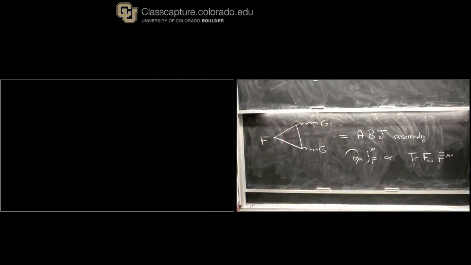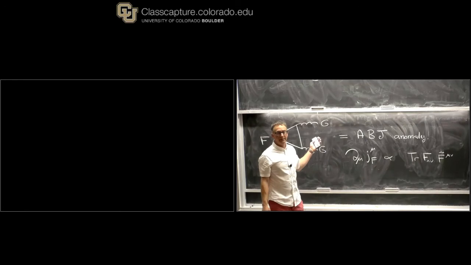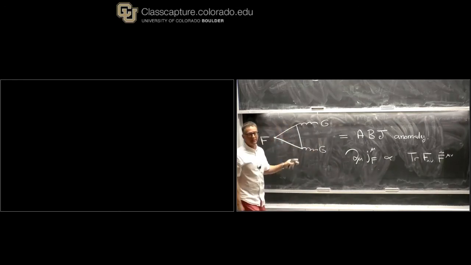Okay, so this current is violated by this anomaly. Actually, in perturbation theory, we could fix this current and it wouldn't be violated. But non-perturbatively, it's violated, for instance, by instantons.